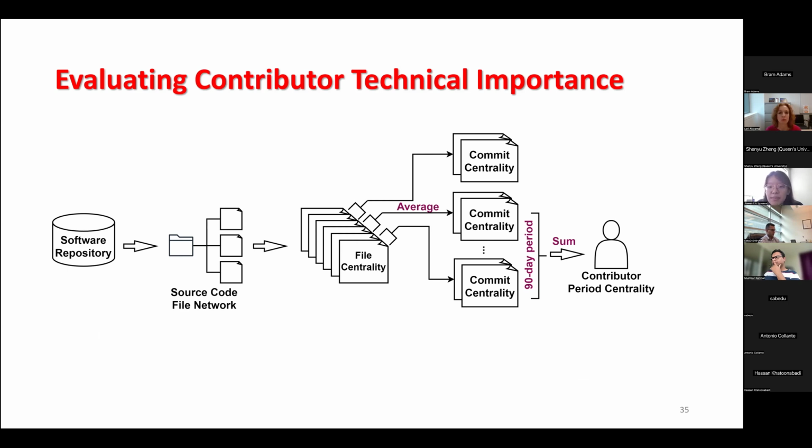And then we measure the importance of a commit by averaging the importance of the files that are modified by the commit. Our rationale here is that a more important commit changes the more central and more influential files in the repository. And lastly, we measure the technical importance of a contributor in a period by summing the importance of the commits made by the contributor within the period. And therefore, this period importance considers both the importance and also the amount of commits made by the contributor in a period.